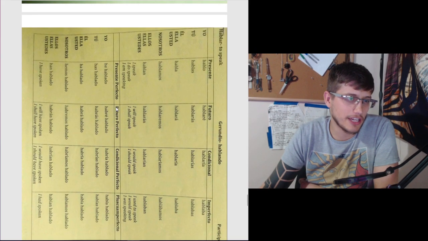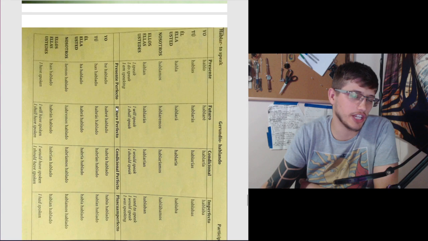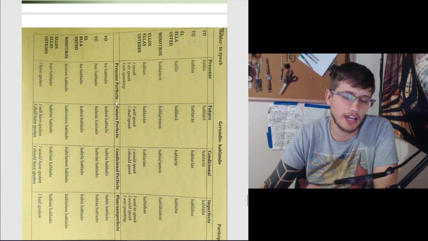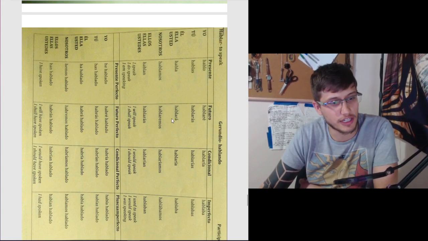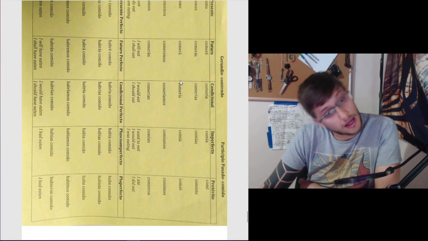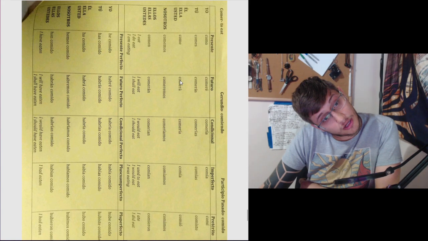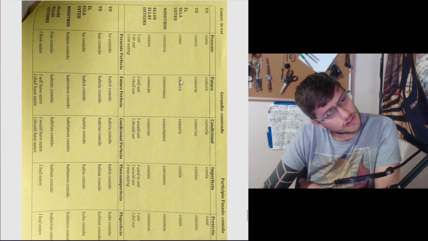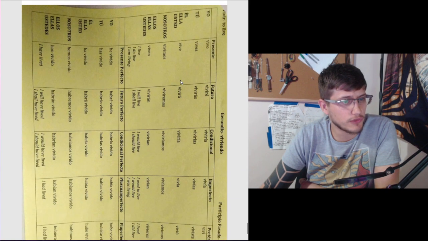And then lastly, here is a full verb conjugation sheet for an AR, IR, and ER verb. So in this case, it's hablar. That's an AR verb. Here's the full conjugation for comer, which is an ER verb. And then here's the full conjugation for vivir, which is an IR verb. And so that's it. That's all the word sheets.